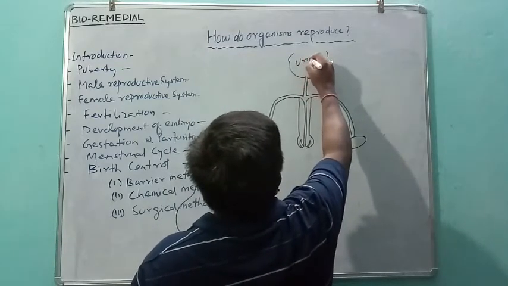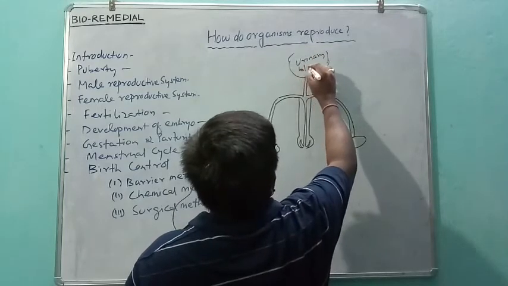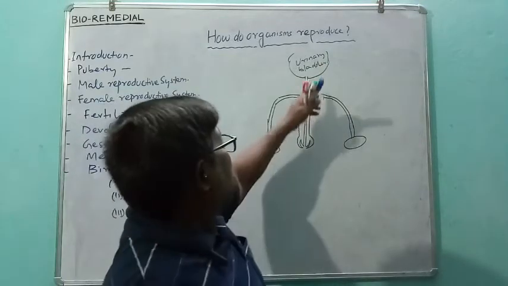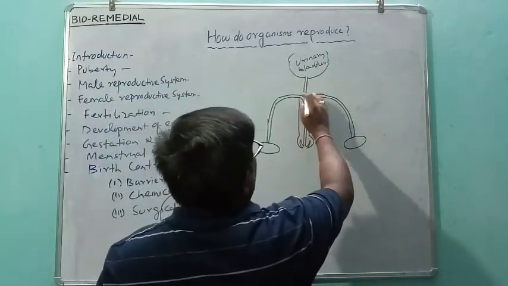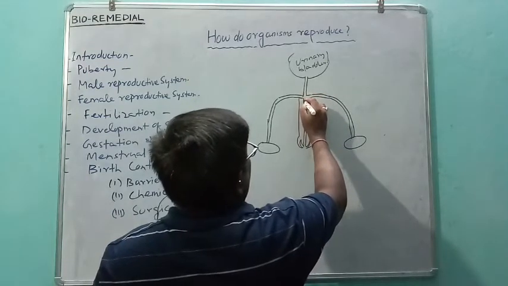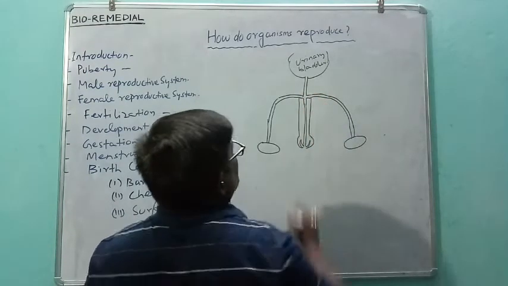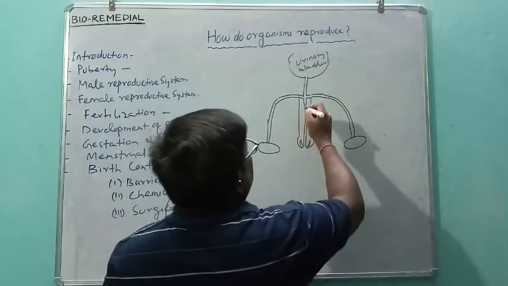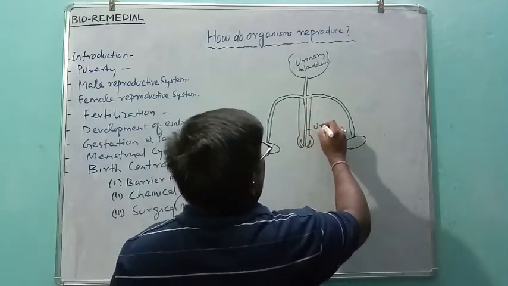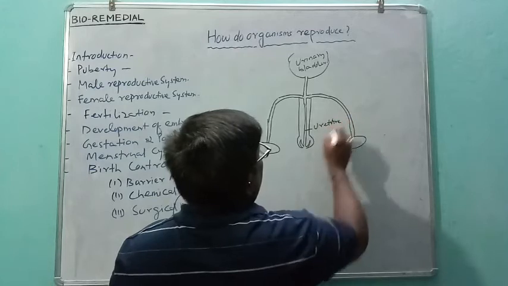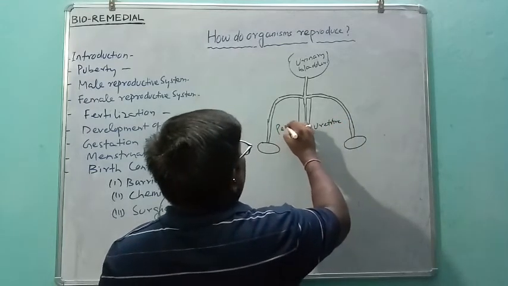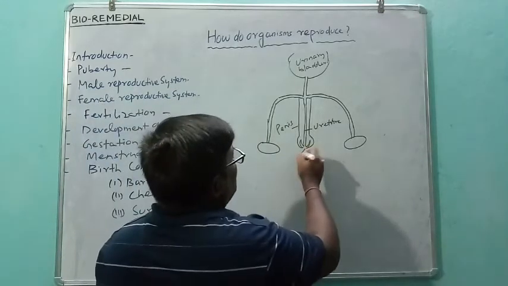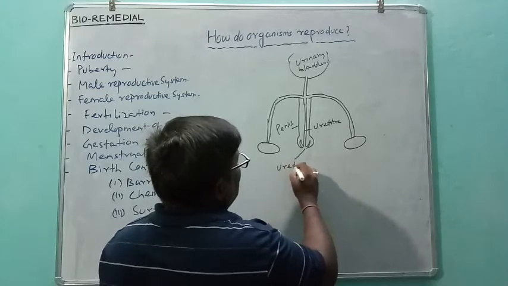So this is the urinary bladder. I am drawing from the urinary bladder. The opening of the urinary bladder is called the urethra. This urethra is a complete duct through which the sperms and the urine are released out. Then this is actually the penis, the male copulatory organ, male external genitalia. This opening of the penis is called the urethral meatus.